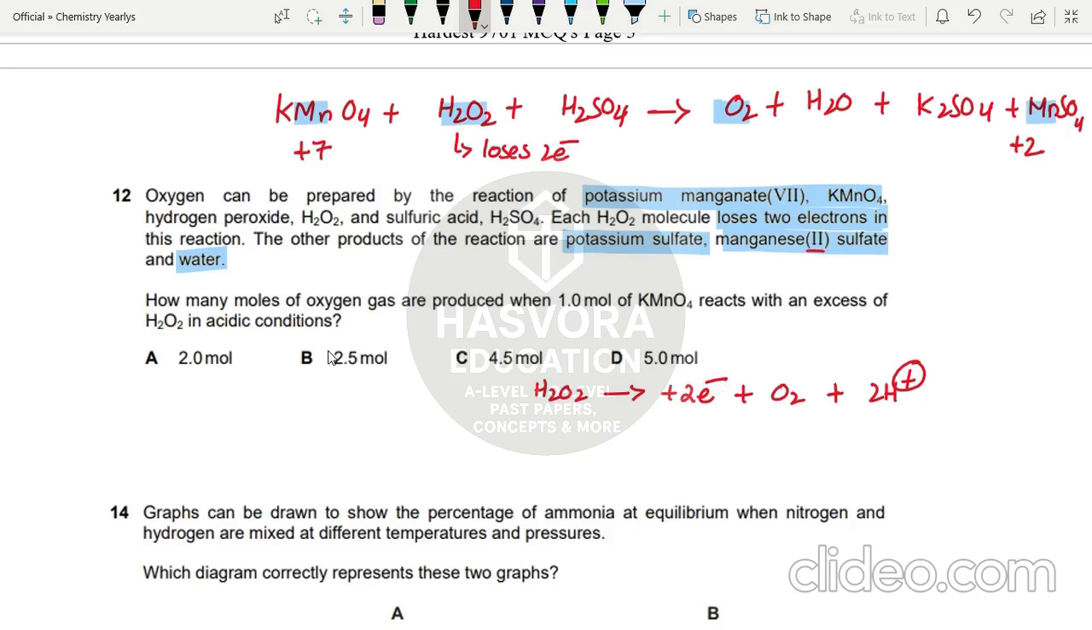Now what we will be doing is that we will look into the manganese. So manganese is going from +7. I'm just leaving space for the other reactants, okay, and it is going to +2. So it is going from +7 to +2. It means it has gained electrons, so +5 electrons here. So it has gained the electrons, that is why it is going from +7 to +2.